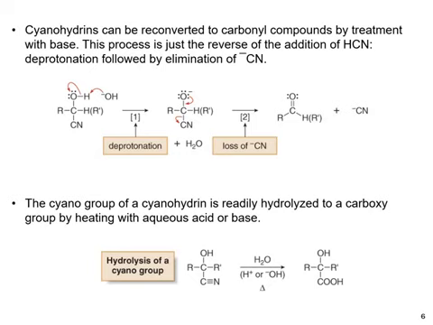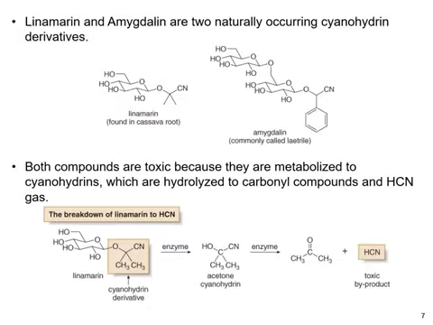aldehyde or ketone. The cyano group of cyanohydrin is readily hydrolyzed to a carboxy group by heating with aqueous acid or base. Further application: the cyanide is easily hydrolyzed to the carboxylic group, and it can be reduced to a primary amine easily. These are the two compounds.